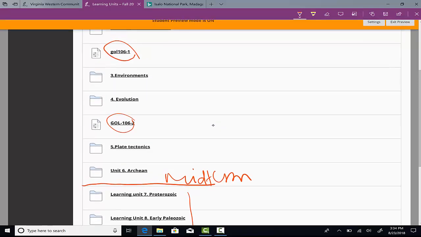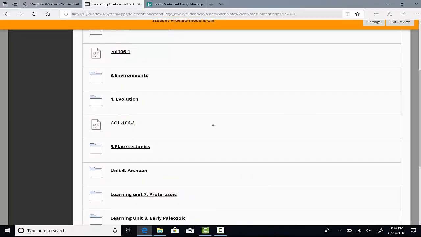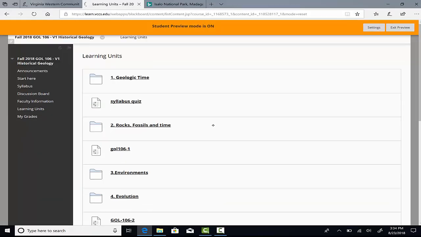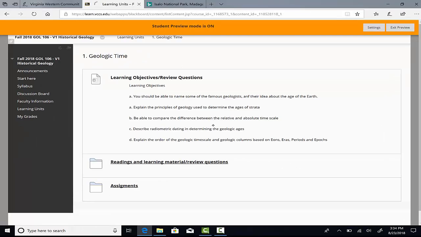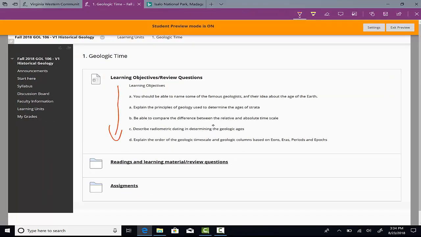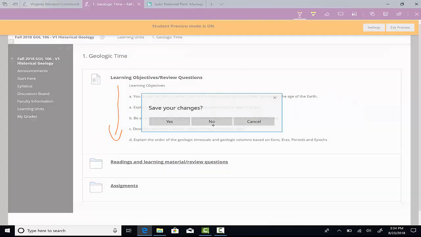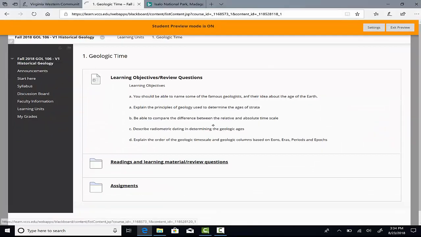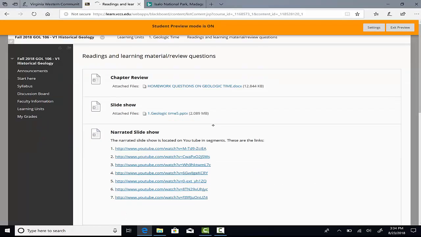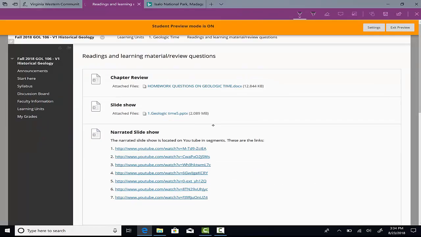Okay, so what's going to happen here? If you click on any learning unit, let's say the first one, it always starts with the learning objectives. And then if you click into the reading materials and review questions, then you will see the review questions right here. You do not have to write it down. I will not check on it. It's for you. To be able to get ready for the test, this is the best place. If you can answer all these questions, you're good to go.